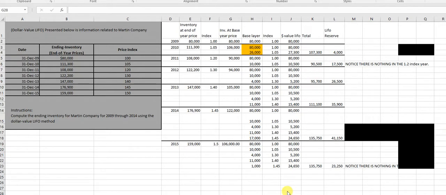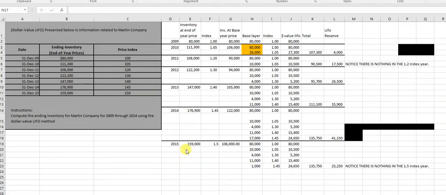Okay, so my last year is 2015. In 2015, I have 159,000. Divided by 1.5, I get 106,000. Now notice I should have a problem because I've gone down, so I can't just simply copy all these numbers down. But I bring down the 80, the 10, the 4, and the 11. So 80, 10, 4, and 11. So that should be 105,000. Just add it up. And so I only need 1,000 of the 145 level.